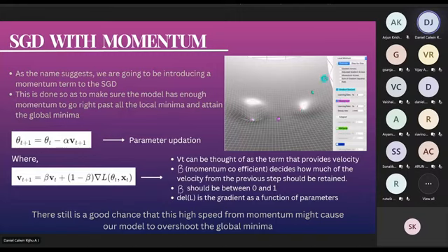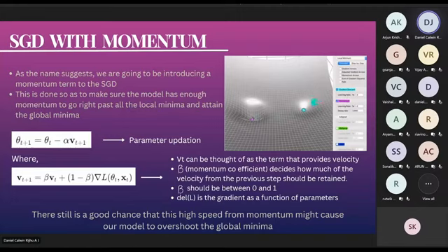So we have two balls. Think of it as our model. This blue ball over here is going to be that of a normal gradient descent, or SGD for that matter. And the pink one is going to be SGD along with the initial momentum, which is the one we are dealing with right now.